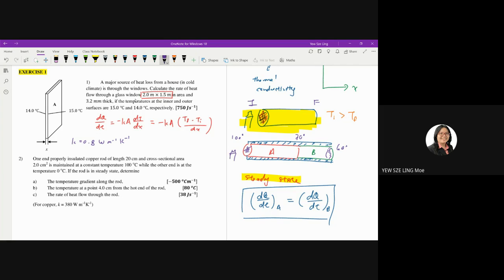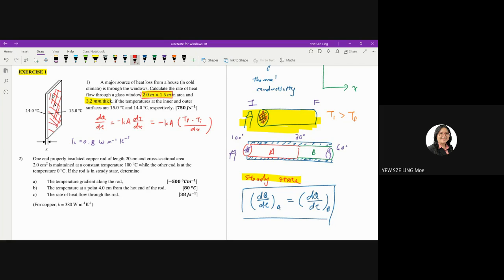the area given, well, if you look at the diagram, you have 2 meter by 1.5 meter with a thickness of 3.2 mm. Which one should be used as the cross-sectional area? So you look at the diagram. The surface area that has a direct contact with the source of heat is the large surface area here. Okay, it's not the thickness, it is this large surface area. So this is what we call cross-sectional area.